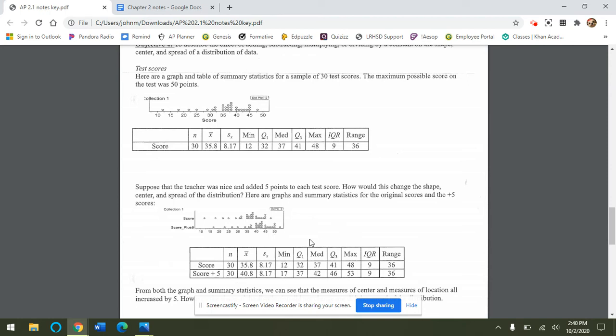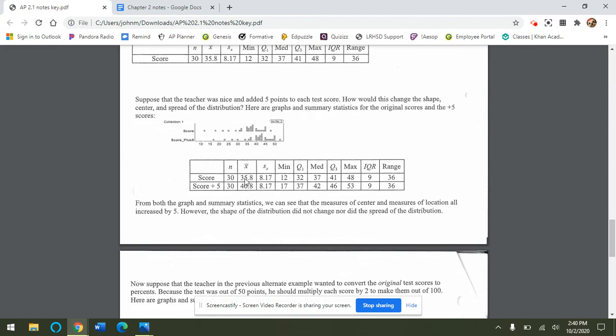Okay. The spread is the same. They're still spread out the same. It just got bumped to the right. But the mean, look here, the original mean, new mean went up. Okay. So the average went up by 5. All of your measures of position, min up by 5, Q1 up by 5, median up by 5, and so on. Whoop, IQR stayed the same because our spread stayed the same. Our range, our spread stayed the same.